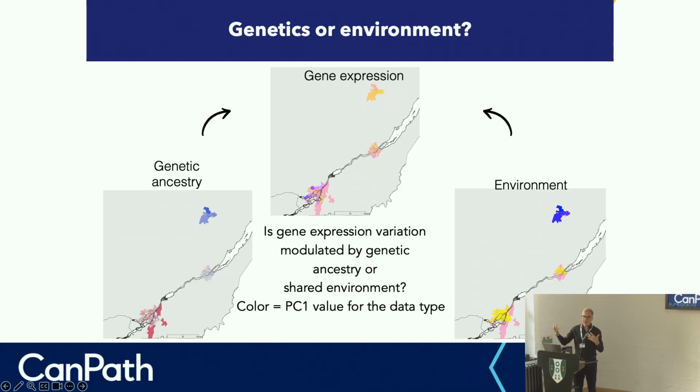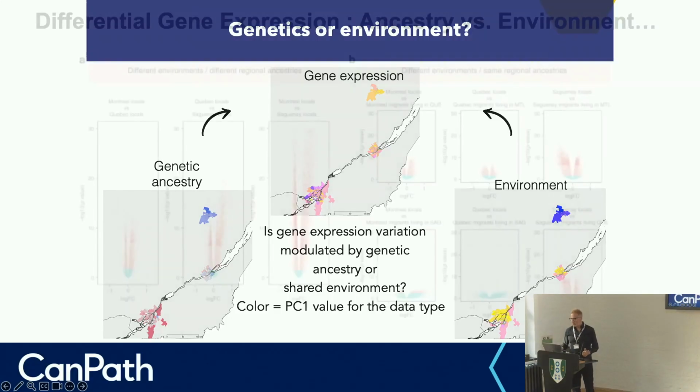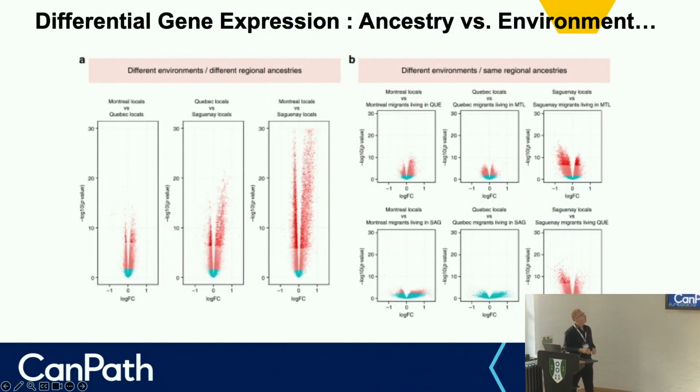So the question then is, what is driving that variation in gene expression? Is it the genetics or the environment? So the way we tackled that is by using a neat little tool that we have, because we can not only see, okay, so let's start with this. This is a volcano plot. For those who aren't comfortable with a volcano plot, it's pretty straightforward.